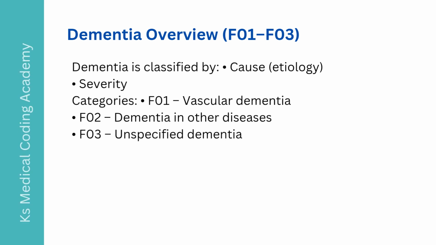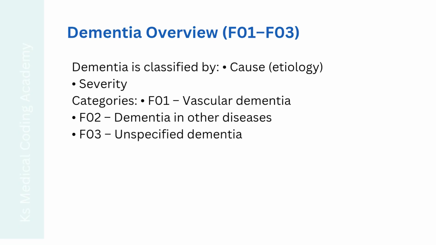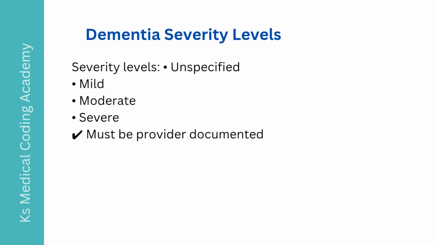Dementia overview. Dementia is coded in categories: F01 vascular dementia, F02 dementia in other diseases, F03 unspecified dementia. Dementia is classified by cause and severity. Dementia severity levels include unspecified, mild, moderate, and severe. Severity must be documented by the provider.